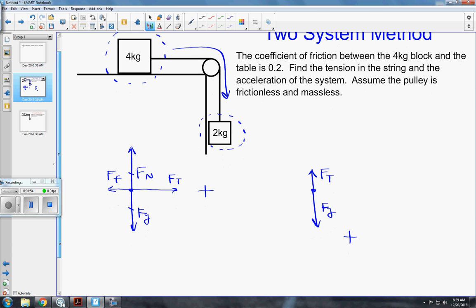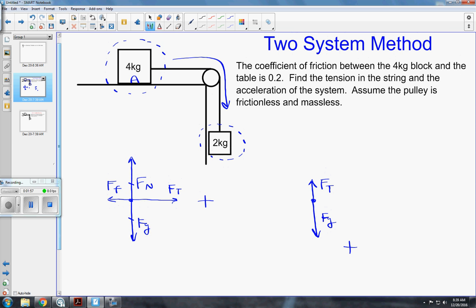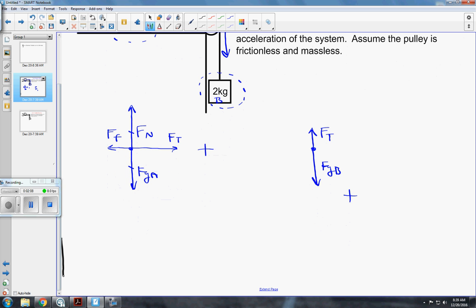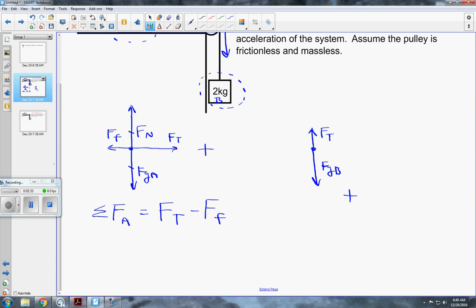The next thing I'm going to do is call this block A and this block B, so we can keep those forces of gravity separate. So now, just like with any force problem, I'm going to use my force diagrams to write net force equations. I'm going to write these without vectors, so the sum of the forces on A is equal to the force of tension, which acts in the positive direction, minus the force of friction. Notice that I'm putting the direction of the force of friction in that negative sign.